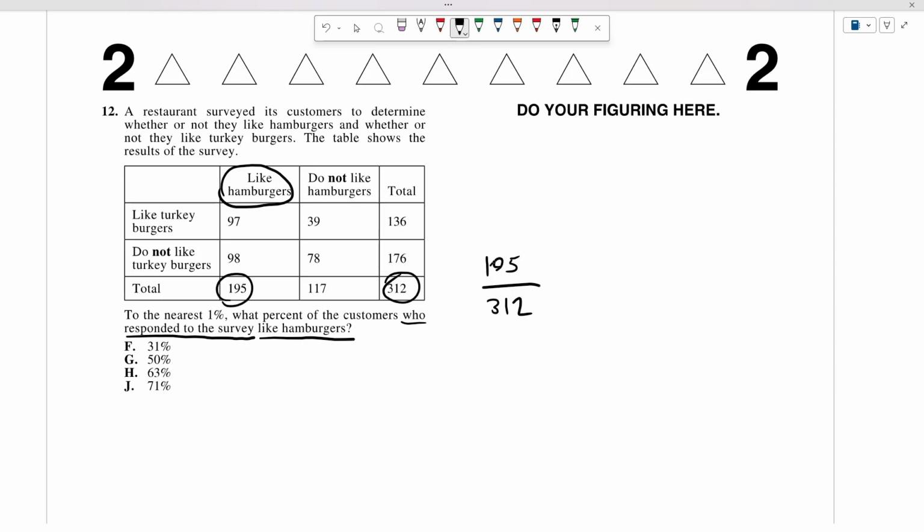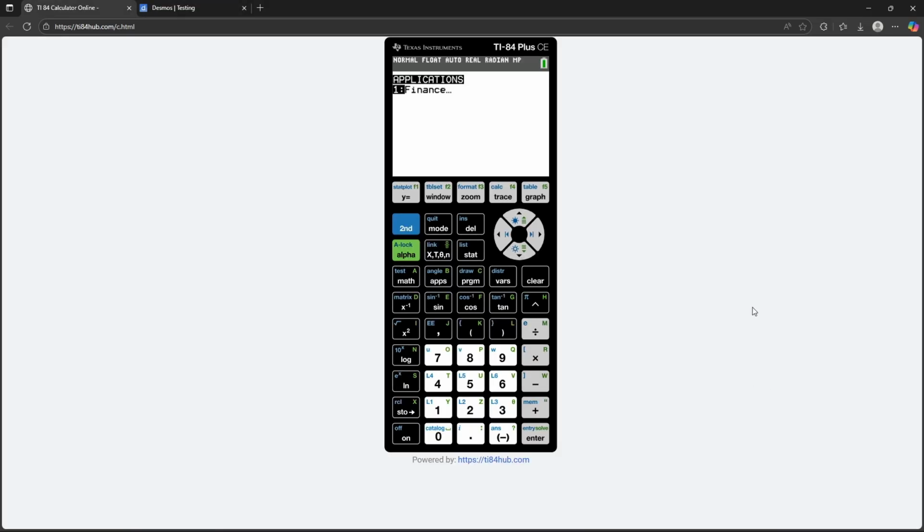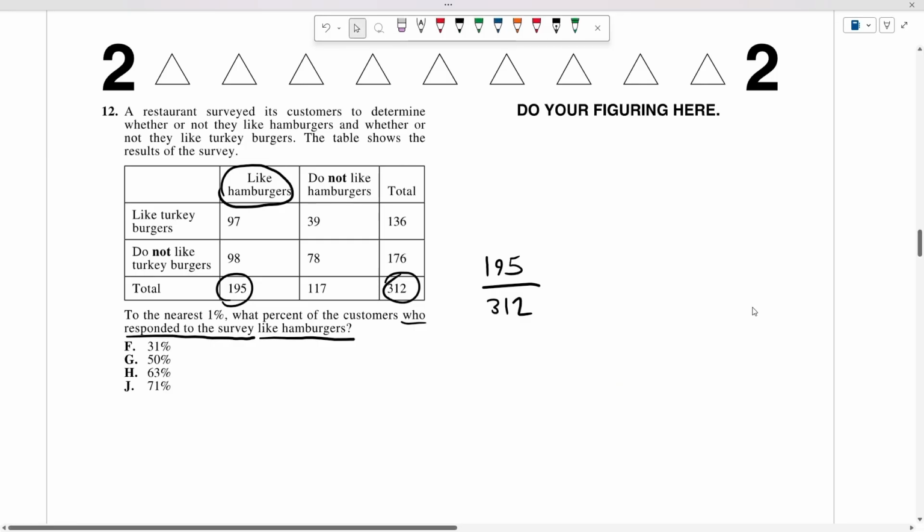So I'm just going to put this in my calculator and see what decimal it gives me. 195 over 312 is .625, which is about 63%. That one is H.